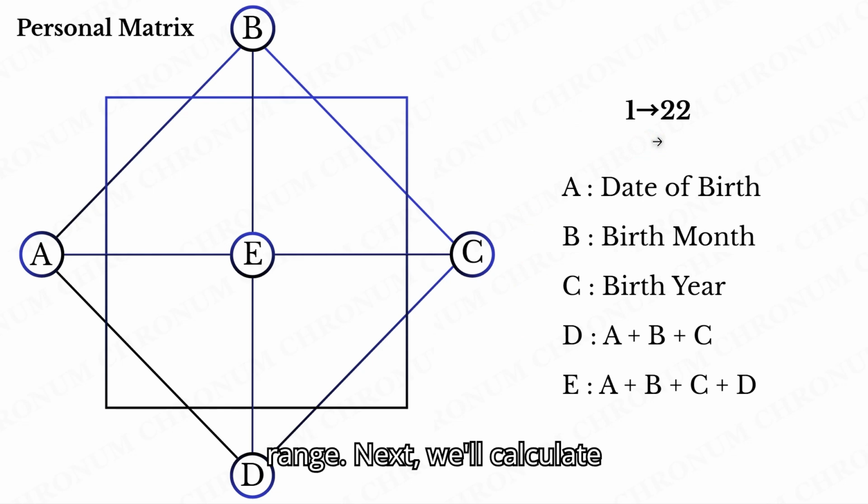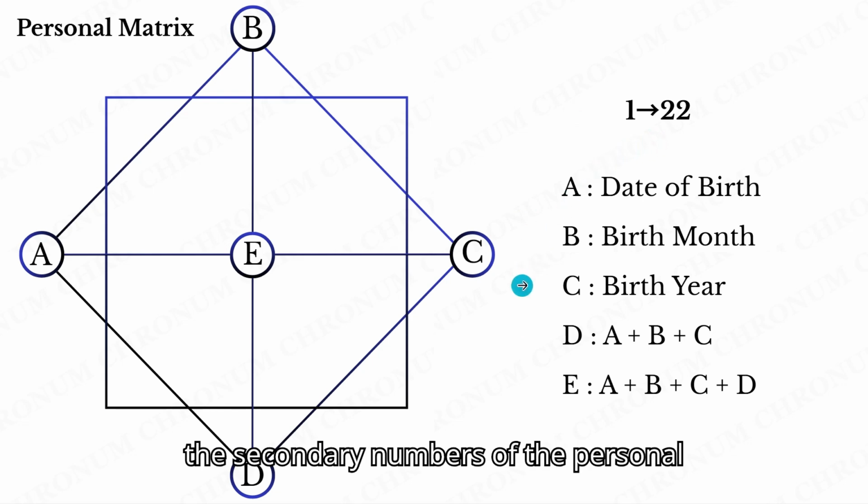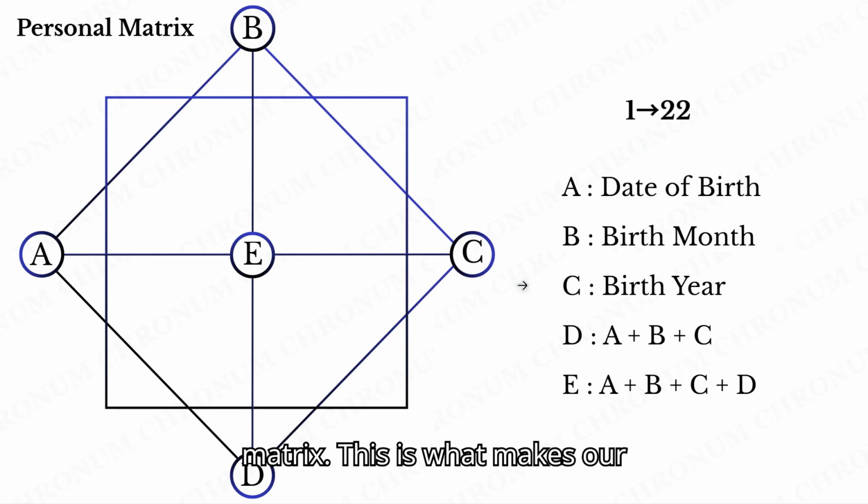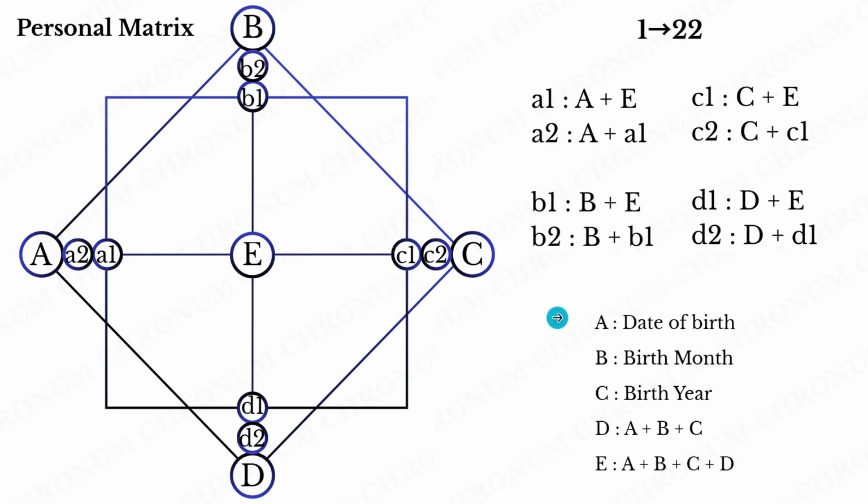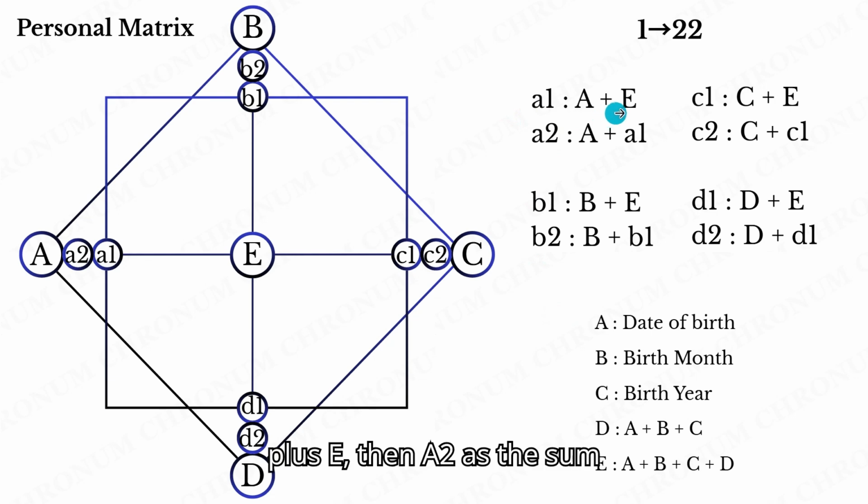Next, we'll calculate the secondary numbers of the personal matrix. This is what makes our personality feel more complex. In zone A, we calculate A1 as the sum of A plus E, then A2 as the sum of A plus A1. We'll do exactly the same thing for B, C, and D. And don't forget, always reduce to the 1 to 22 range.